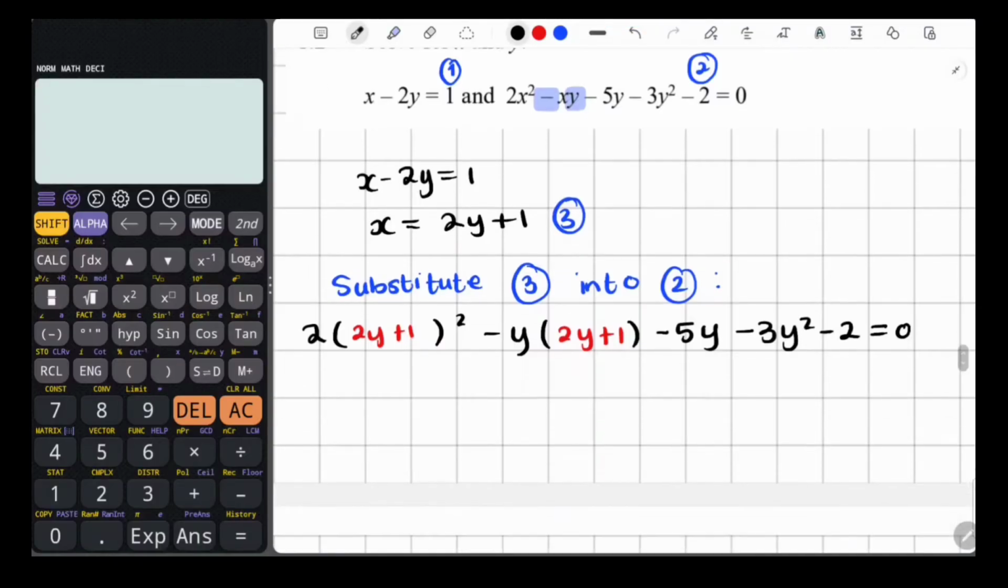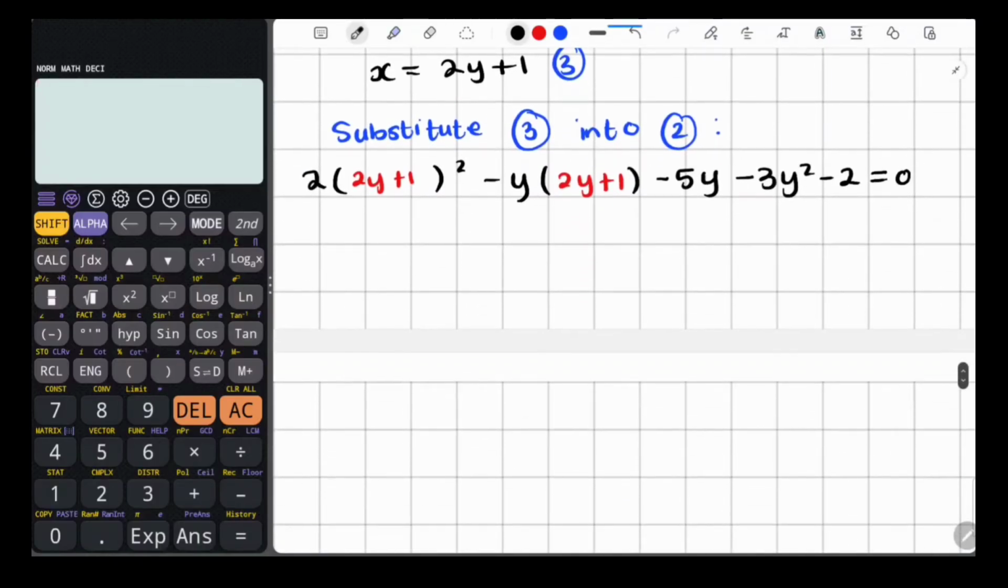So here, just be careful as you're working with this. Try not to make any mistakes. So here we have 2. Now, in this bracket, the reason why it is best to use shortcuts and just use methods that are quicker to simplify is so that you can avoid making mistakes.